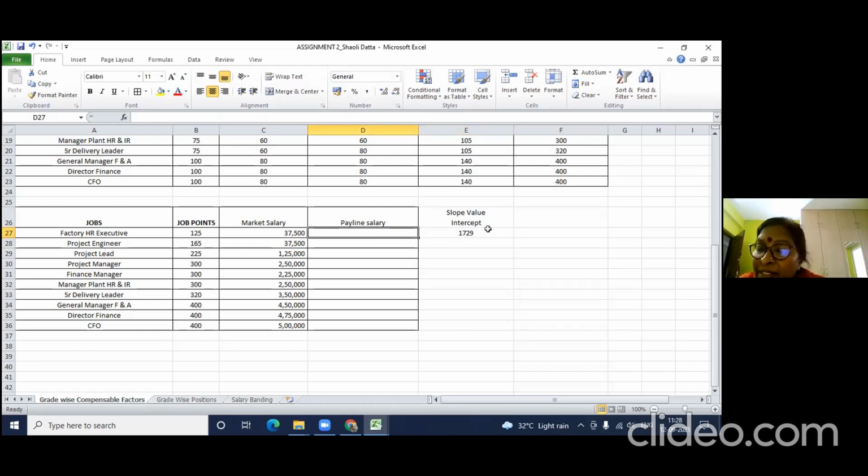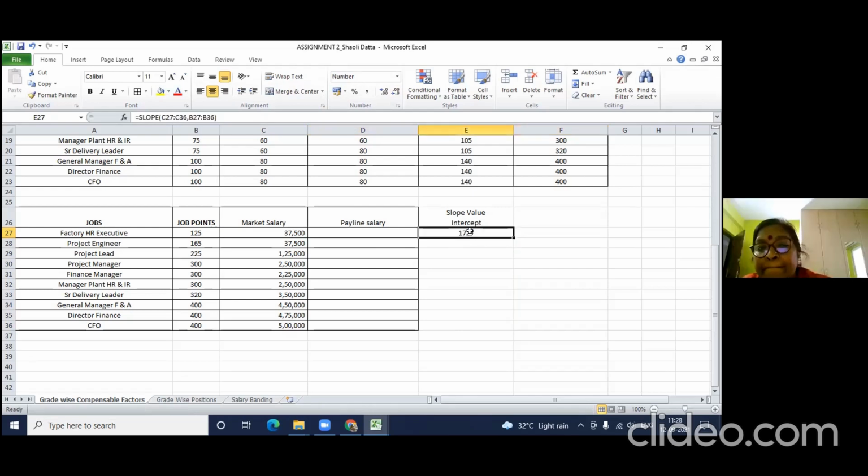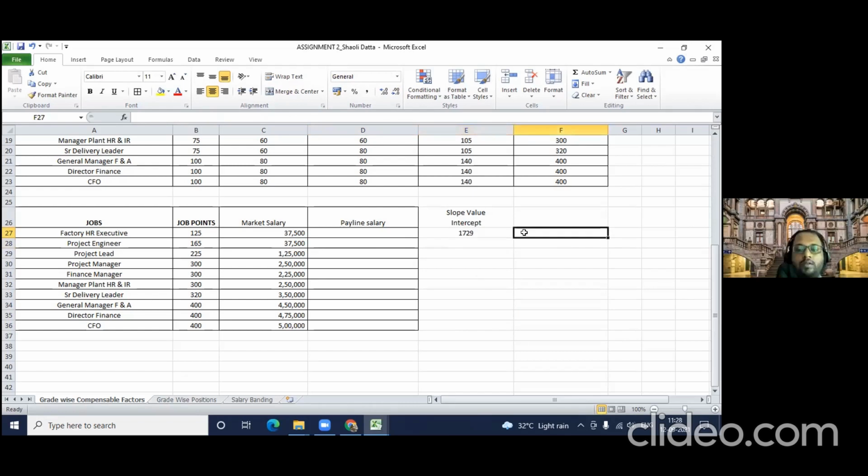Now calculate the intercept value. Where? There, the intercept value. Go to fx. Here or here? No. Yeah, your intercept value.